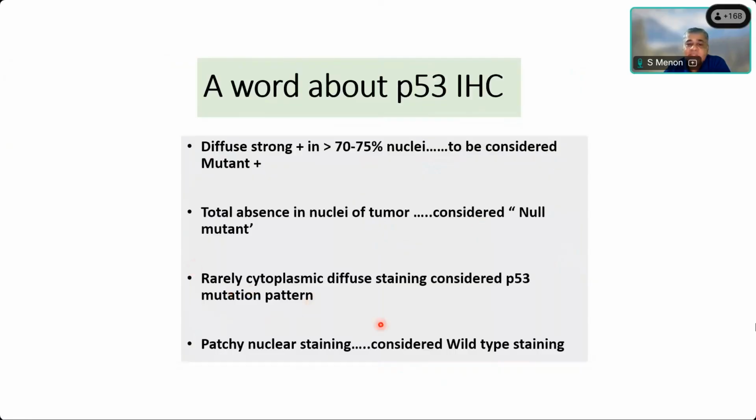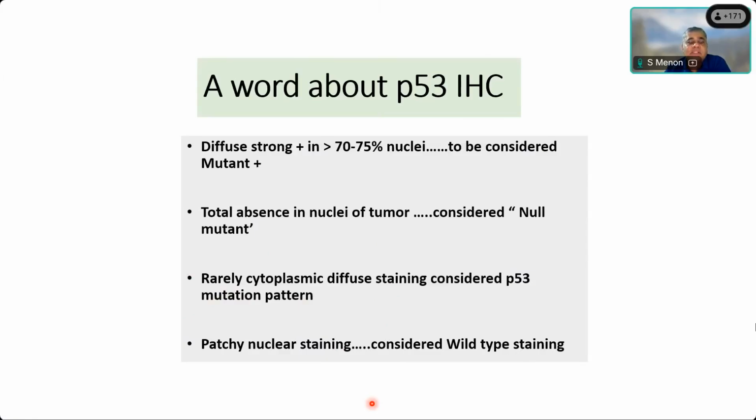Rarely, cytoplasmic diffuse staining is considered P53 mutant, very, very rare, less than 5% of cases. And when you have patchy nuclear staining, then you call it a wild type staining, and then you think about low grade serous cancer. Agreed? So PAX8, WT1, and then P53. P53 wild type will push you toward low grade serous cancer. A P53 mutant, null mutant, diffuse strong staining, diffuse cytoplasmic, you will call it a mutant, and you will call it a high grade serous cancer.